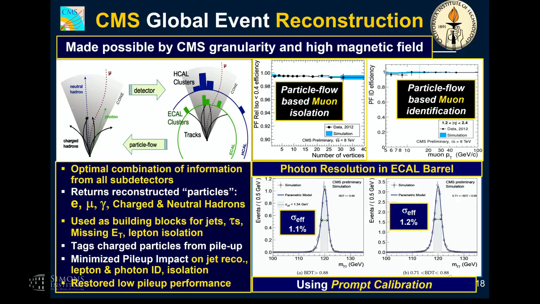So what you could see, this is at the time of the discovery, we could show that as a function of the number of vertices, we could maintain the muon isolation identification at the bottom, and we could maintain the high resolution for photons at the bottom.